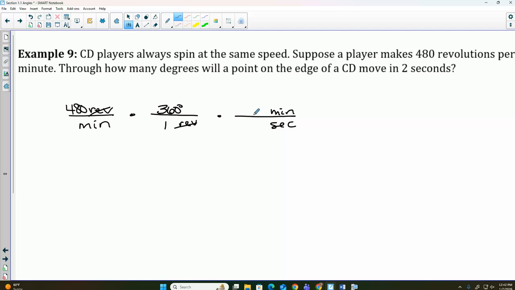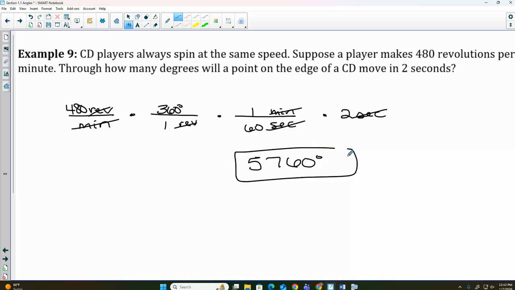I need seconds. 1 minute is 60 seconds. And it's spinning for 2 seconds, so times 2 seconds. So you do 480 times 360 times 2 and divide by 60. So you should get 5,760 degrees. And it looked like we did pretty well with that one.